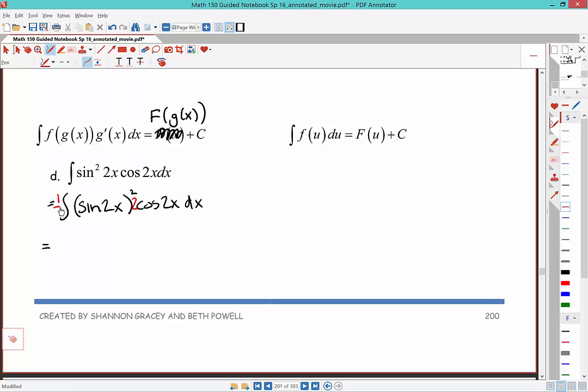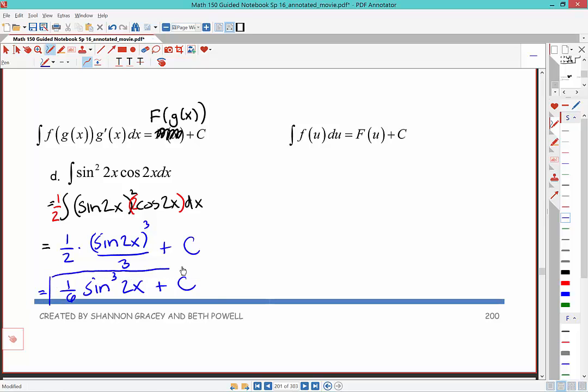The reason I needed a 2 right there was to get my g prime, right? Because if g is sine of 2x, g prime is going to be 2 times cosine of 2x. So then I could go directly from there and say, okay, I'm going to get 1/2 times sine of 2x cubed over 3 plus c, which is 1/6 times sine of 2x cubed. I just wanted to show you that because pattern recognition really is a little faster.